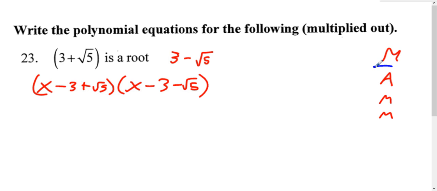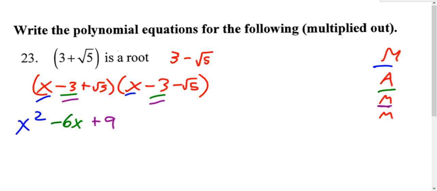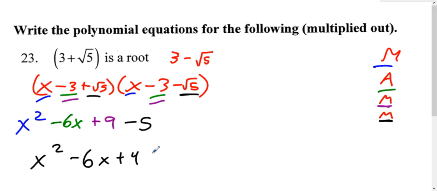So multiply x times x, x squared. Add negative 3 and negative 3 is negative 6. Put an x on it. Multiply the middles. Negative 3 times negative 3 is positive 9. And multiply the backs. Negative 5. Combine those like terms, you get x squared minus 6x, 9 minus 5 is 4. So there's our polynomial.